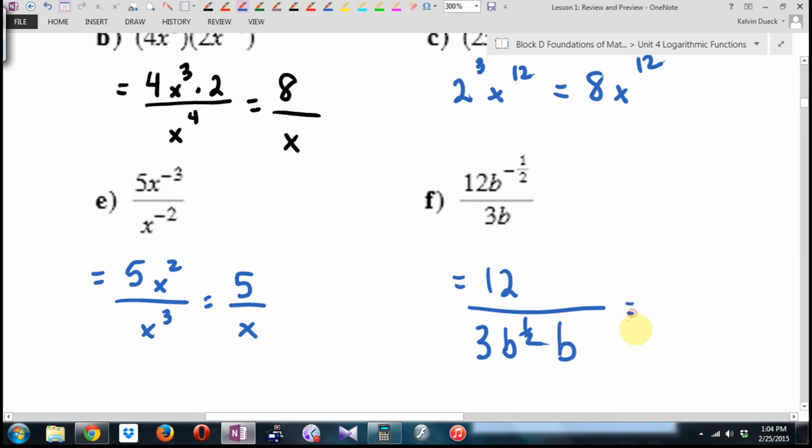In terms of numbers, I got a 12 on top and a 3 on the bottom. What is 12 over 3? 4. Will the 4 be on the top or on the bottom? On the top. If it was 3 over 12, the 4 would be left on the bottom. But there's a 4.